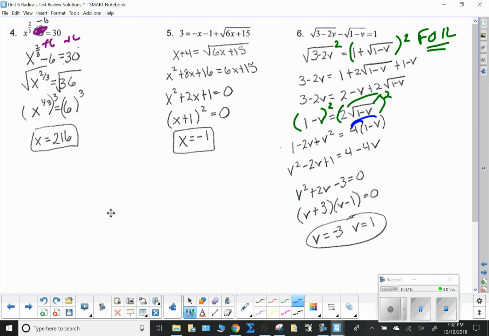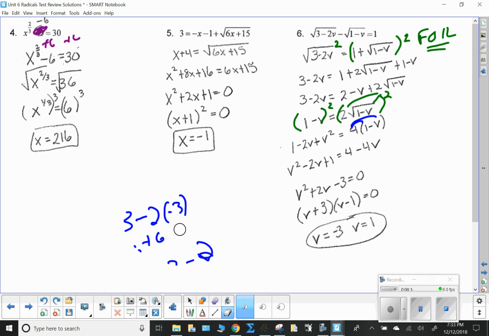And I've got, if I check the -3, I get 3 minus 2 times -3. That's 3 plus 6. So that's the square root of 9, which will be 3. 1 minus -3. It's going to be the square root of 4, which is 2. And that does equal 1. Then I can take the 1. 3 minus 2 is 1. And then I've got minus 1 minus 1 is 0, so 1 is equal to 1. So both of them work. You do have to check because you might introduce extraneous results.